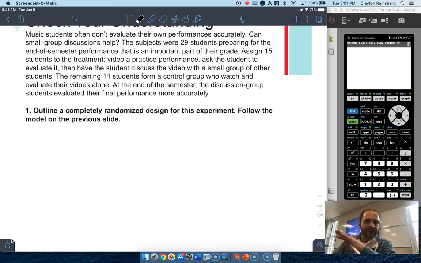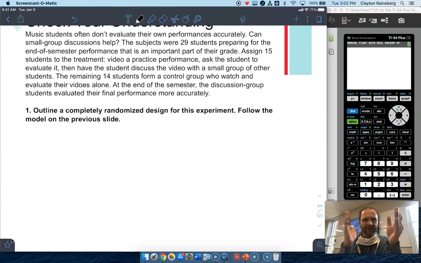You might want to take out a separate piece of paper for this. I know there was not a lot of room on the notes, but this does involve a diagram. And so when we do this, we have, in this case, our 29 students. We're splitting them into 2 groups. I bet you we should use randomization for that. 15 here, 14 here. We're going to specify what's the treatment for the 15, what's the treatment for the 14.